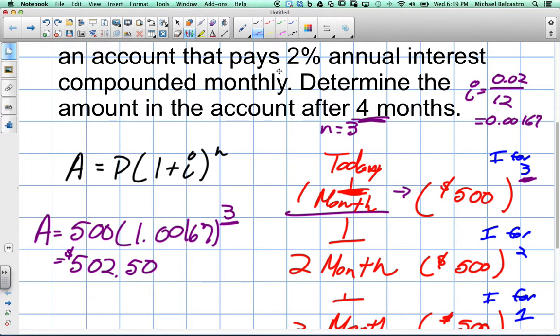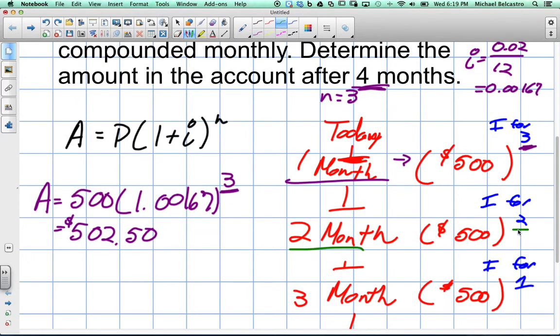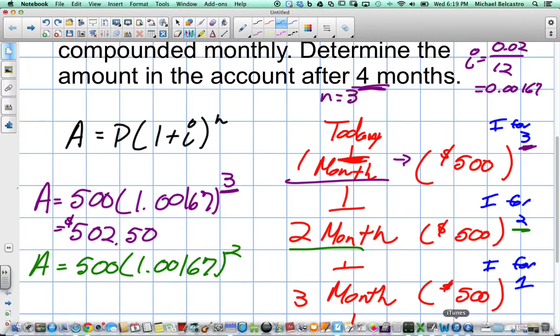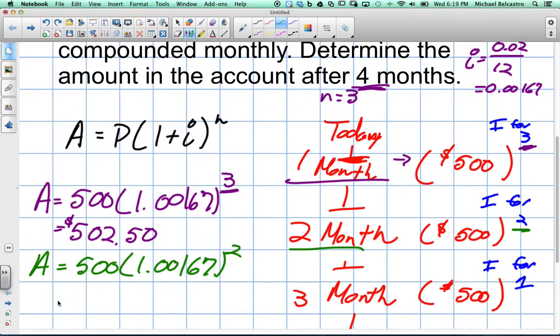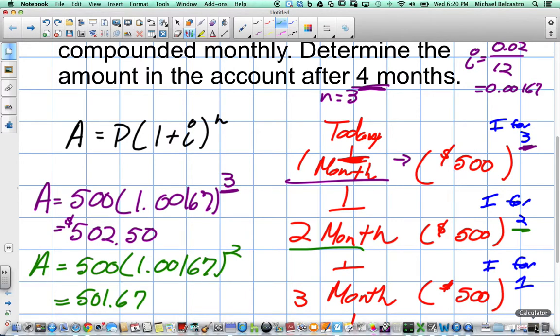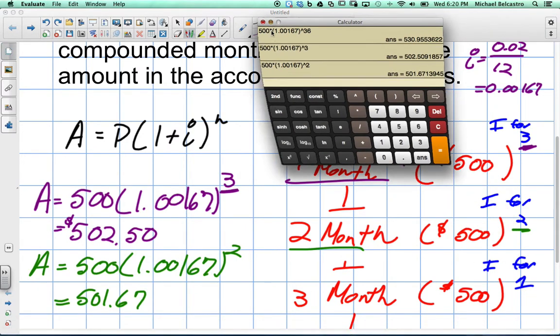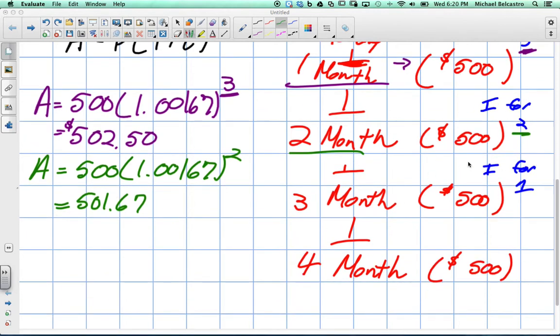In our second one, which we'll do in green, for 2 months, A is equal to 500 times 1.00167 to the power of 2. Okay? We take this amount, 500 times 1.00167 to the power of 2, $501.67. It's not a huge difference, but 67. Okay, good. So that's the second amount we put in.